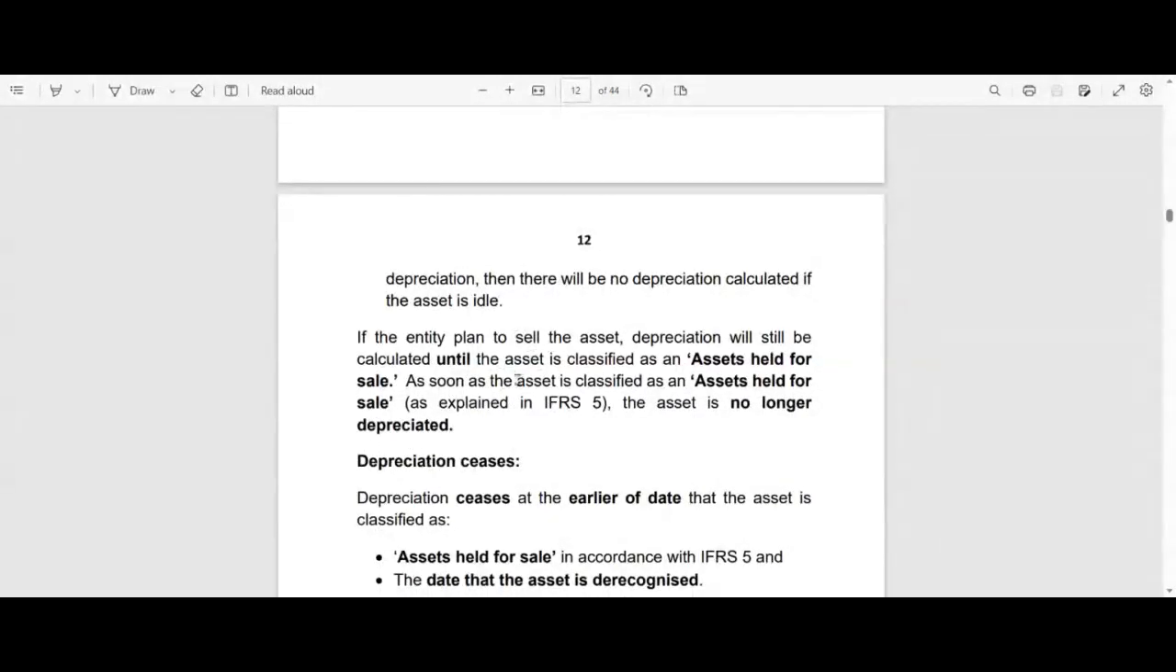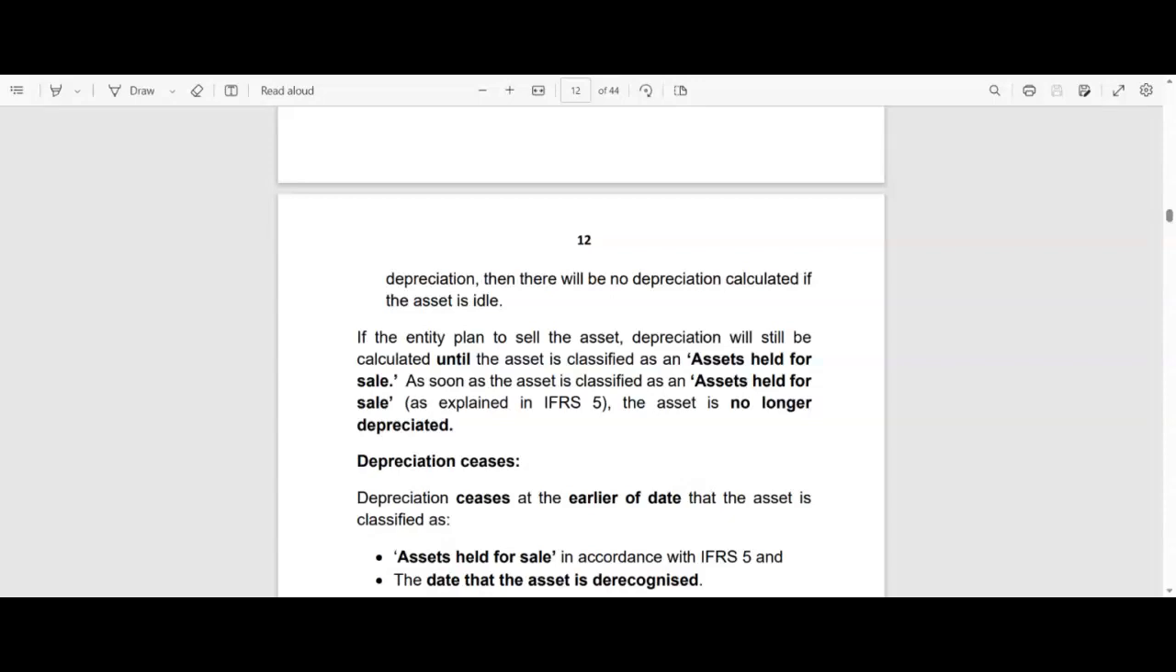Okay, that's assets held for sale, ladies and gentlemen. That paragraph really belongs to Financial Accounting 3. We just mentioned that if an entity is going to change their type of business, let's say, for instance, this is a business that rents out motor vehicles. So their whole business is renting out motor vehicles, and then suddenly one day they decide that they are no longer going to rent out motor vehicles. They are going to sell it.